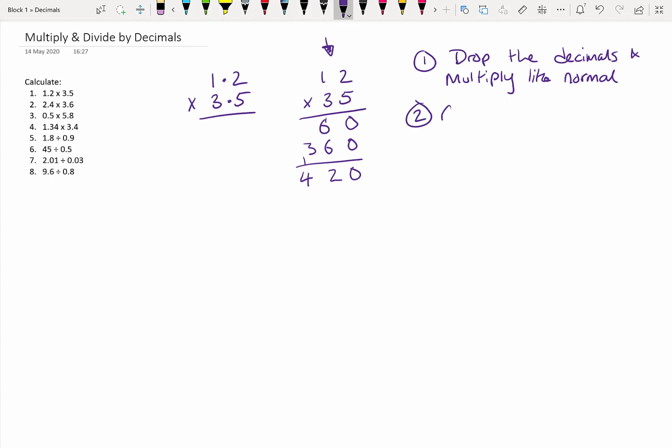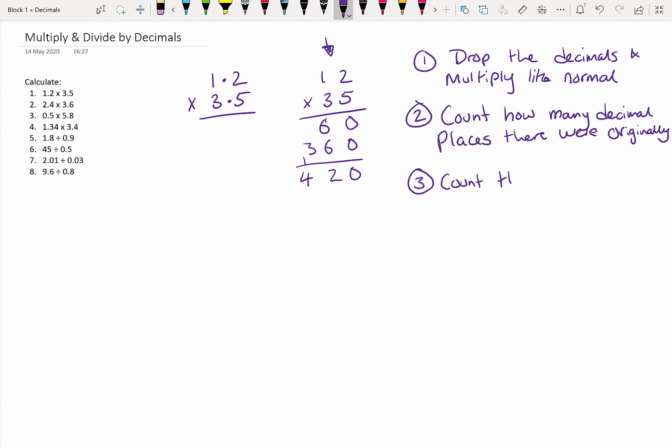Next step is I'm going to count how many decimal places there were originally. So in the first one I had 1 decimal place, second one I also had 1 decimal place. So altogether that was 2 decimal places. Okay, so my third step, I'm going to count the total in from the right, and I'm going to mark the point. And so I've gone 1, 2, there is my answer.